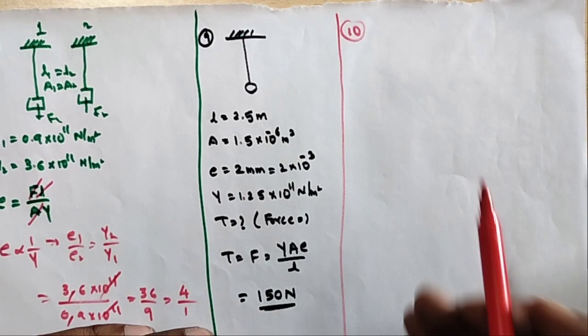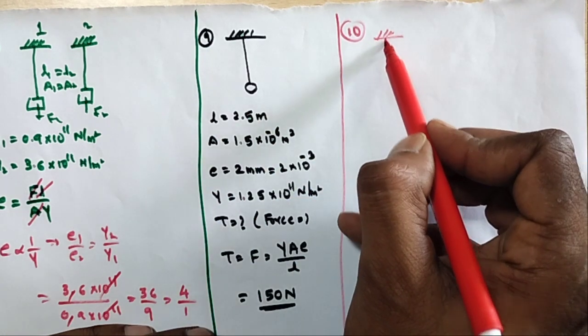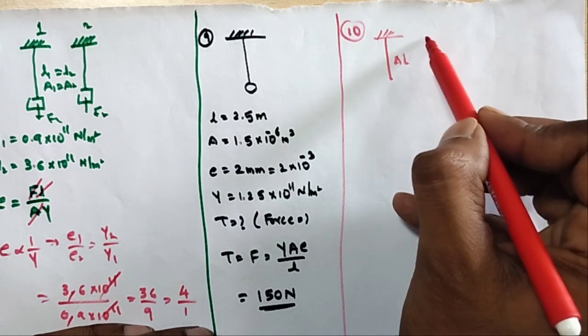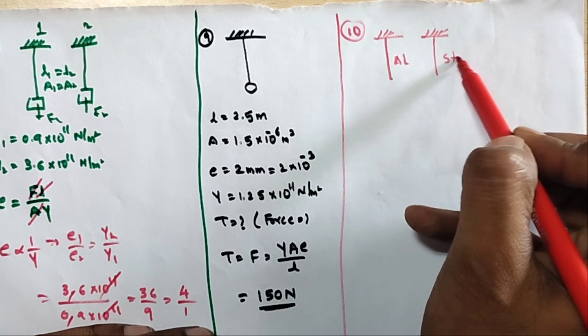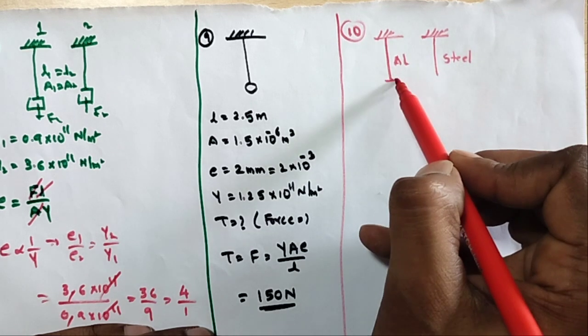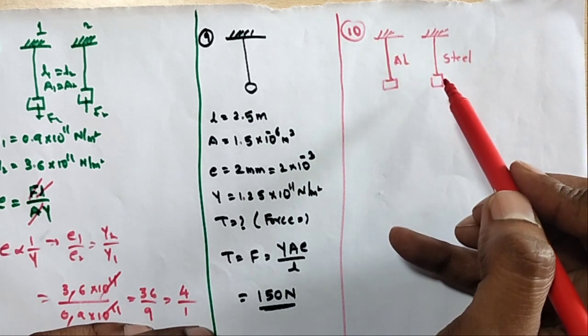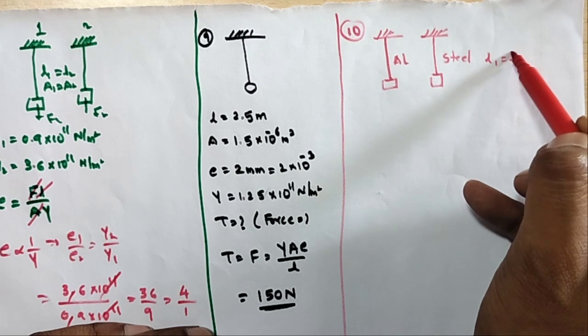10th one, very simple. Here I am taking the two wires. Please listen, very easy. This is one wire, the aluminum wire. And I am taking the second wire, this is a steel wire. One is aluminum wire, another is a steel wire. These aluminum and steel wires have the same length, so L1 is equal to L2.